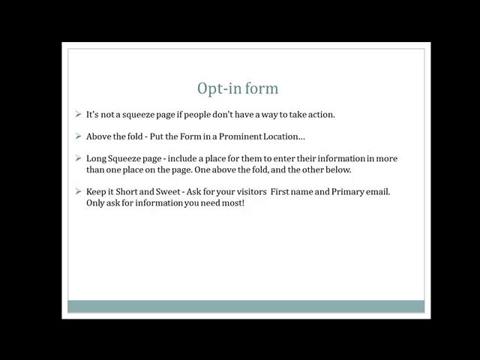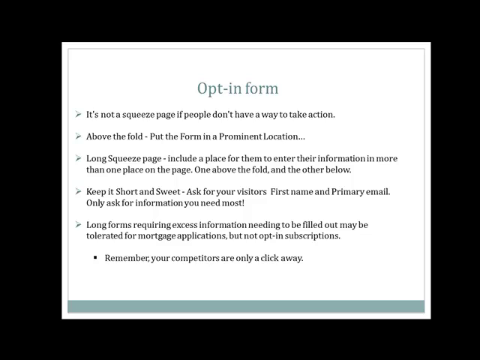Ask for your visitor's first name and primary email. Only ask for information you need most, and we'll show you how to make sure you're only asking for what you need. If you ask for a phone number, your opt-in rates are going to drop drastically. So unless your business entails you having to contact clients a lot by phone, don't ask for it. Again, remember your competitors are only a click away.